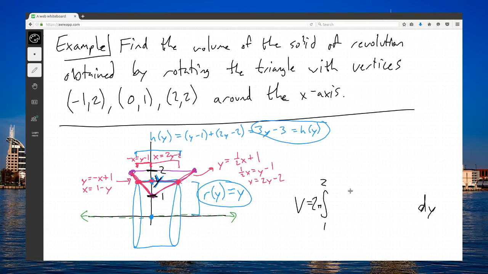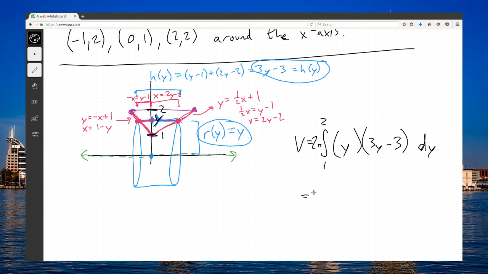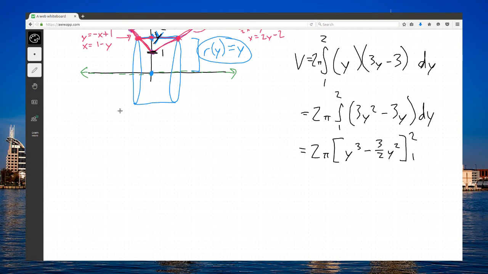We can go ahead and factor out the 2 pi, and we'll have the radius times the height. The radius is y. The height is 3y minus 3. Let's multiply that out. So 3y squared minus 3y with respect to y. And we integrate to get y cubed minus 3 halves y squared from 1 to 2. So we'll plug in the top. We'll get 8 minus 3 halves times 2 squared, which is 4, minus, plug in a 1, we'll get 1 minus 3 halves.